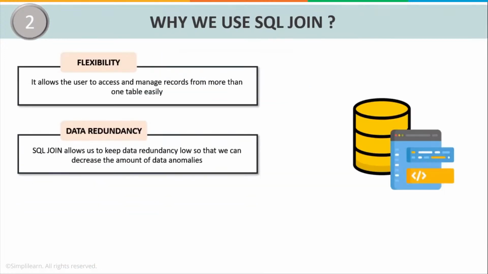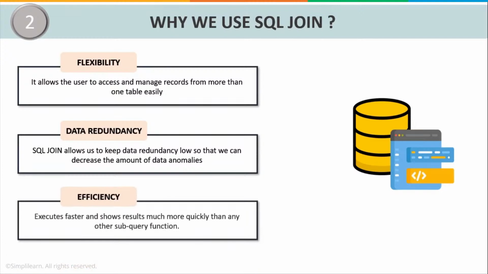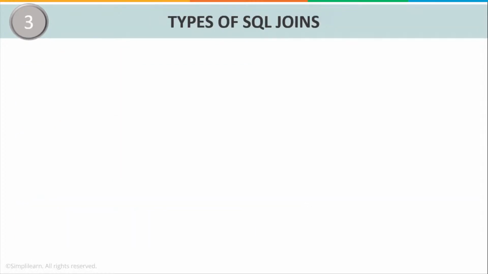Data redundancy. SQL join allows the user to keep data redundancy as low as possible so that we can reduce data anomalies, that is the duplicate values that are repeated in various tables in the database. Finally, efficiency. SQL join executes the query faster and shows the result much more quickly because instead of using various subqueries for each and every table individually, we can just simply join two tables using a single query. Types of SQL joins. SQL joins are broadly classified into 4 types.